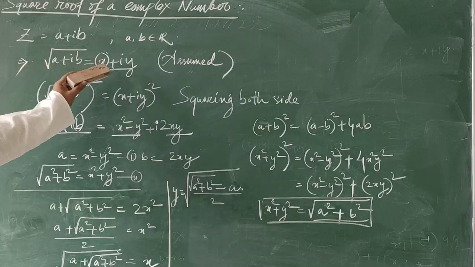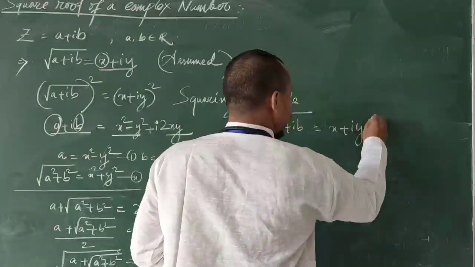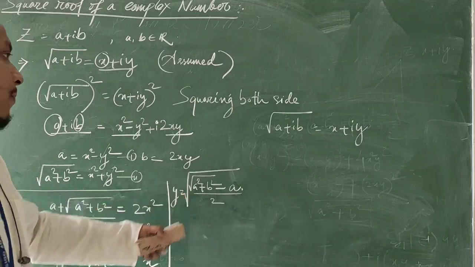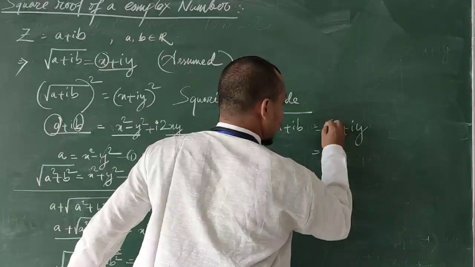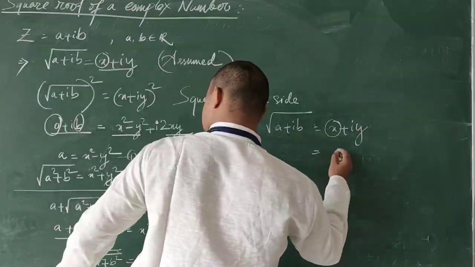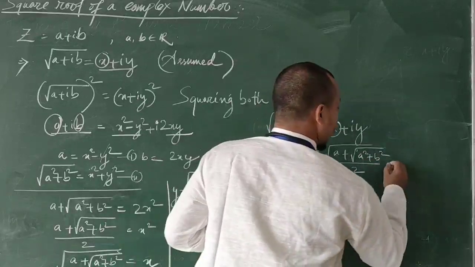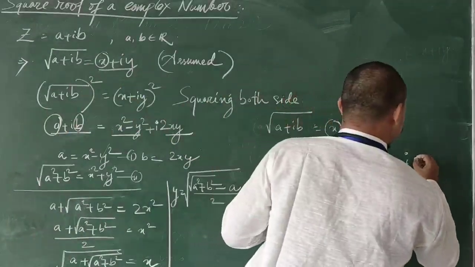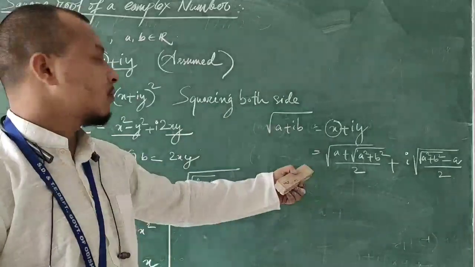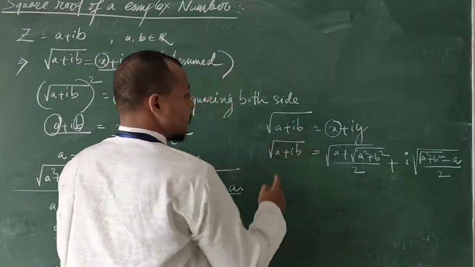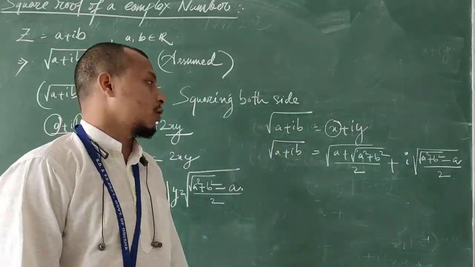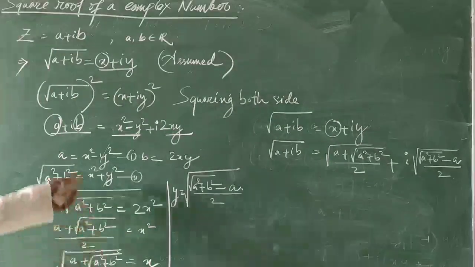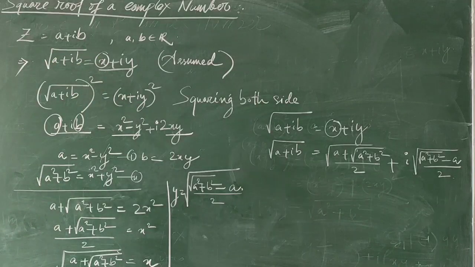So now we are going to find the square root of a plus ib, which is x plus iy. Now we have found the value of this x and this y. So instead of x, you write the x you have found, plus i and y. What is y? This one. So this is the answer for the square root of a plus ib. I hope you have understood it. If you don't understand, then watch this entire video again so that you will get to know how we have calculated the square root of a plus ib.